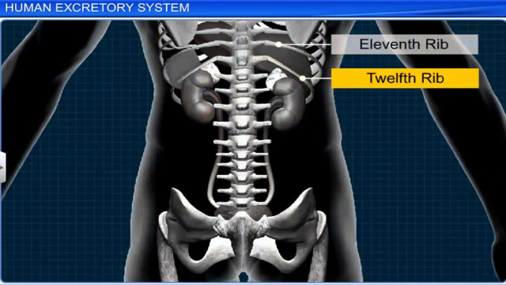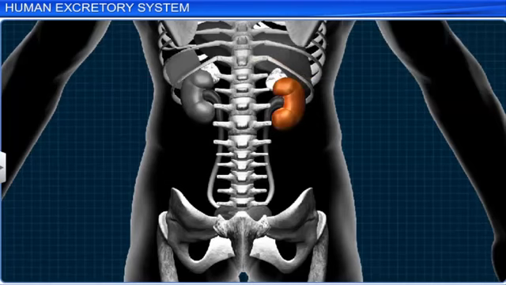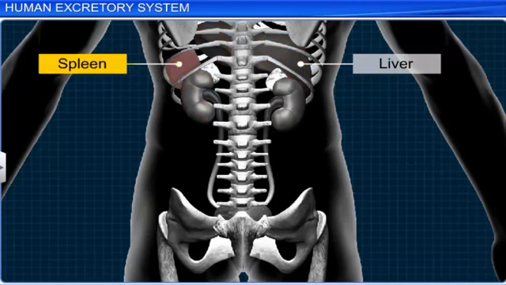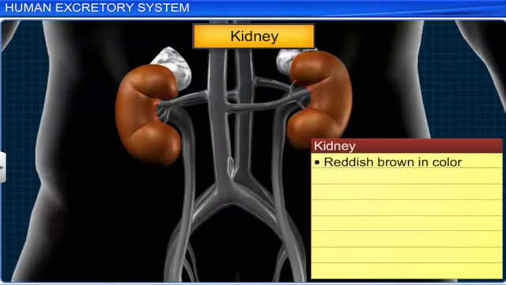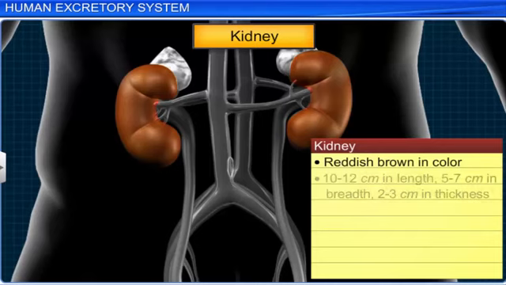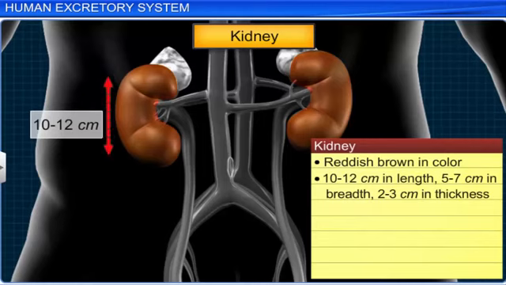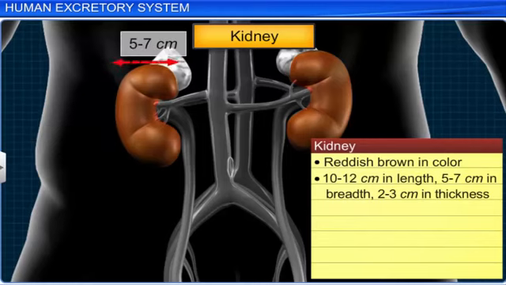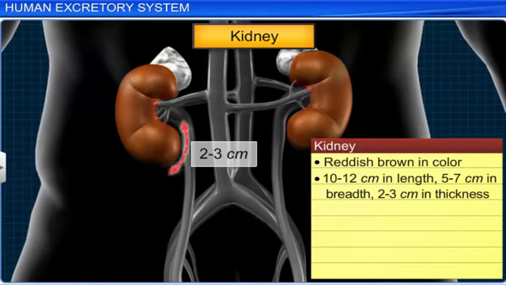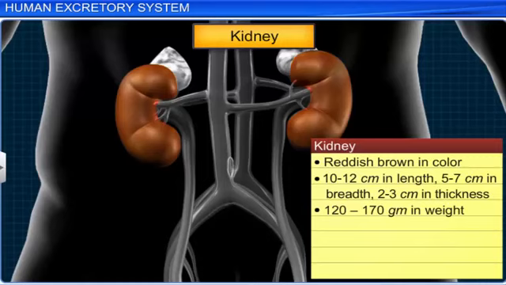The 11th and 12th ribs partially protect the upper part of the kidneys. The right kidney, which is near the liver, is slightly lower than the left one, which is adjacent to the spleen. The kidneys are reddish-brown in color. In an adult, each kidney measures about 10 to 12 centimeters in length, 5 to 7 centimeters in breadth, and 2 to 3 centimeters in thickness. Each kidney weighs about 120 to 170 grams.